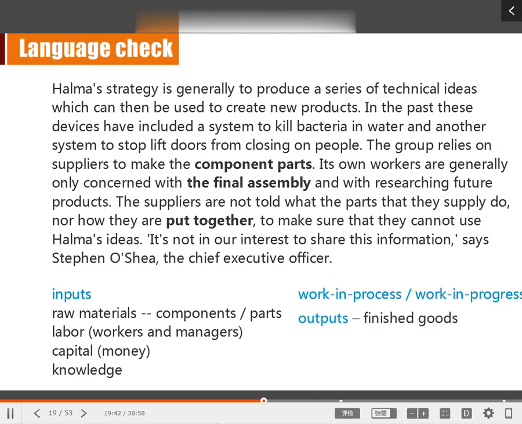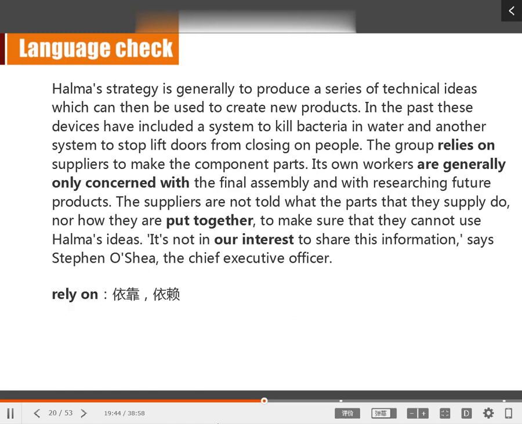And here, let's take a look at some other phrases. The first one, rely on. The group relies on suppliers to make the component parts. Rely on means 依靠、依赖哈。好，刚刚已经提到了哈，他们把这种生产组件或者说零部件的这种工作呢，已经外包给这些供应商了。Its own workers are generally only concerned with the final assembly.